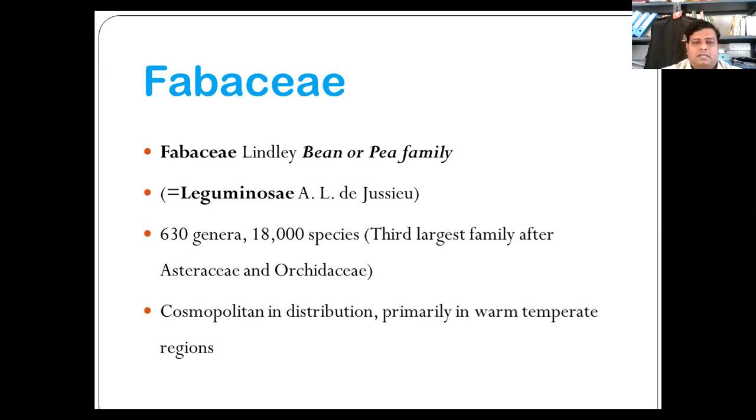Major genera are Astragalus, more than 2000 species. Second genus, Indigofera, more than 700 species. Crotalaria, more than 600 species. Desmodium, more than 400 species. Tephrosia also has more than 400 species. Trifolium, about 300 species. Dalbergia, 200 species. Lathyrus has 150 species. Lotus has 100 species, and Millettia, 100 species.